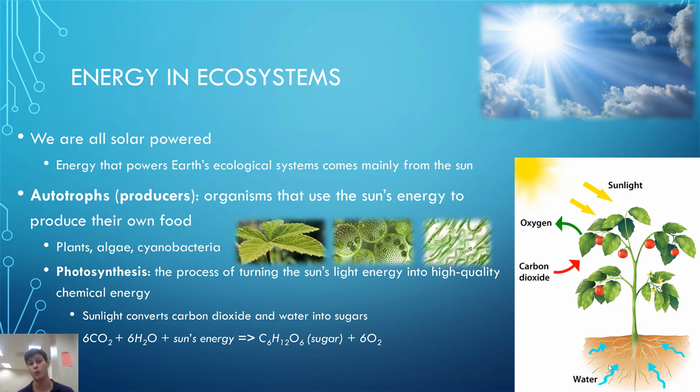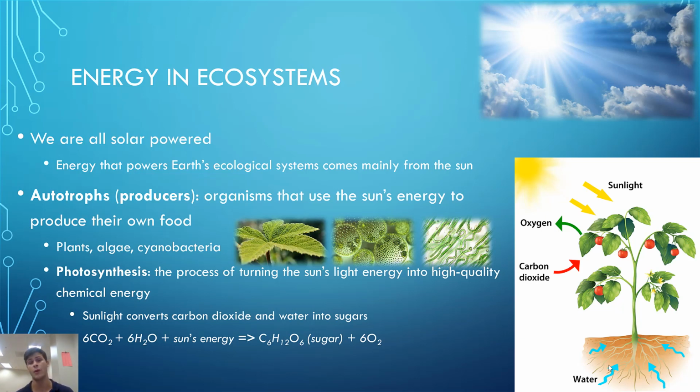Now, the basic reaction for photosynthesis is that 6 molecules of carbon dioxide are reacted with 6 molecules of water as well as the sun's energy to produce sugar, which is a complex carbohydrate. It has 6 atoms of carbon, 12 atoms of hydrogen, and 6 atoms of oxygen, C6H12O6. That is a basic sugar molecule, as well as 6 molecules of oxygen. So again, photosynthesis takes CO2, water, sunlight, and produces complex carbohydrates such as sugar as well as oxygen.